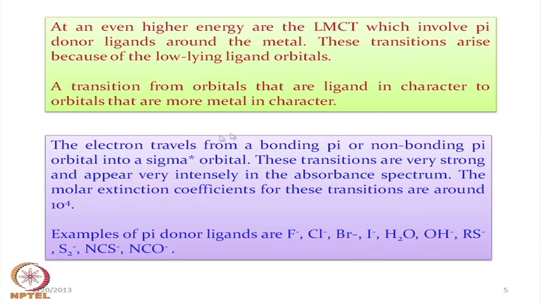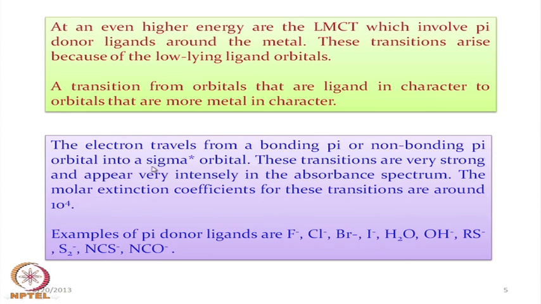to a sigma star orbital which is of higher energy, and these transitions are very strong and appear very intensely colored in the absorption spectrum, and the molar extinction coefficient for these transitions are around 10 to the power 4, or sometimes 5 or 6.5 into 10 to the power 4. That means they are of several thousands only.